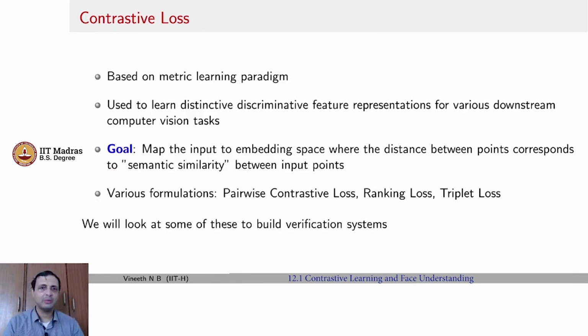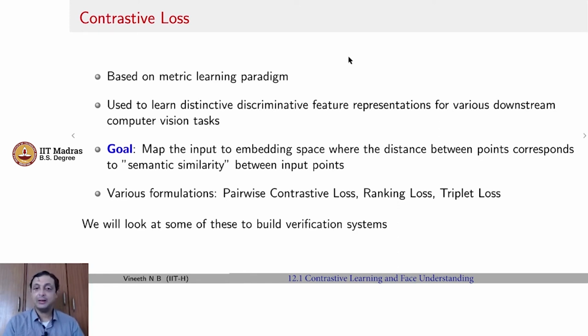And one of the primary ideas which has been used is the notion of what is known as contrastive loss. Contrastive loss is a loss that's used for training the neural network based on the paradigm of metric learning in machine learning. Metric learning methods in machine learning attempt to learn a distance metric rather than use a Euclidean distance metric or a cosine distance metric.